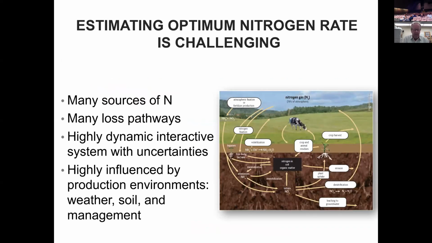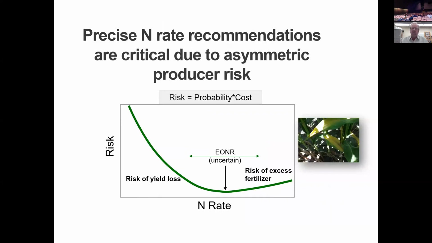Okay, so as most of you know, I think you're experienced professionals, managing nitrogen is very challenging because it's such a dynamic property. We also have many sources of nitrogen. We have fertilizer, we have manure, we have very different types of manure. We may have swine manure or dairy manure or chicken manure, all very different. And then we have these many different loss pathways: denitrification, leaching, ammonia volatilization, etc. All of these things are highly influenced by weather conditions, soil, and crop management. So it's a real challenge to get a good nitrogen rate.